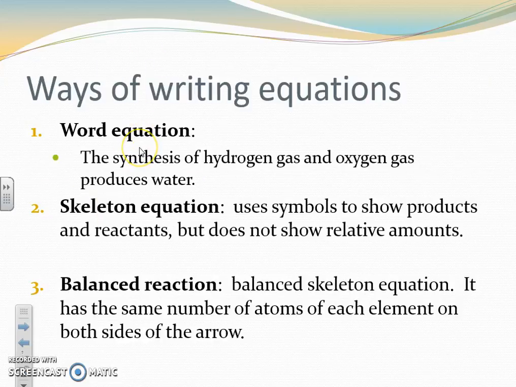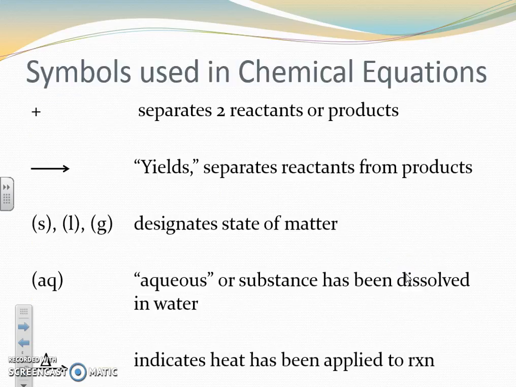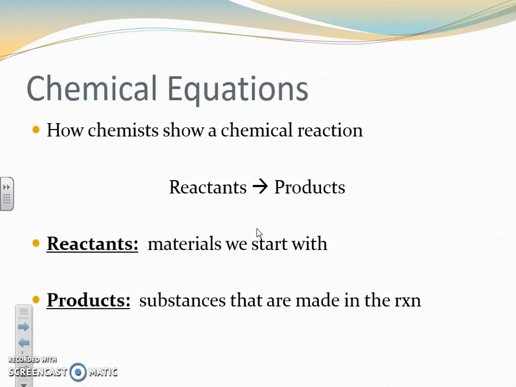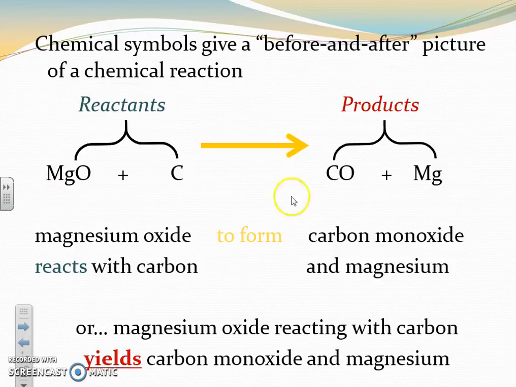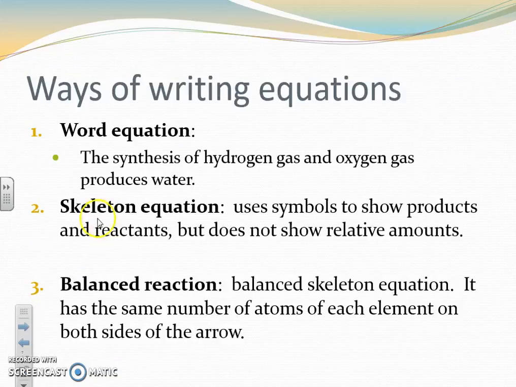So there are different ways of writing equations. The word equation, which is what you see down here, magnesium oxide reacts with carbon to form carbon monoxide and magnesium. The other one is the skeleton equation, which just shows the symbols. So it looks like this. It doesn't show how much. This one actually is balanced as well. But the skeleton is just everything just kind of laid out there. And then usually what we do is after we write the skeleton, we then go and balance, which is what we'll talk about coming up here.